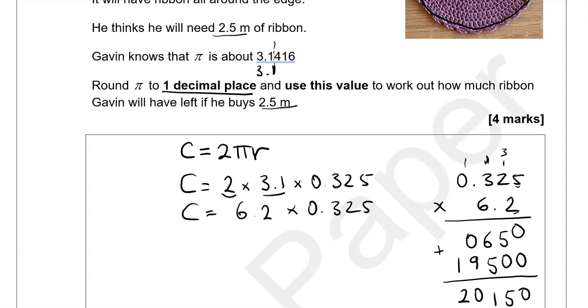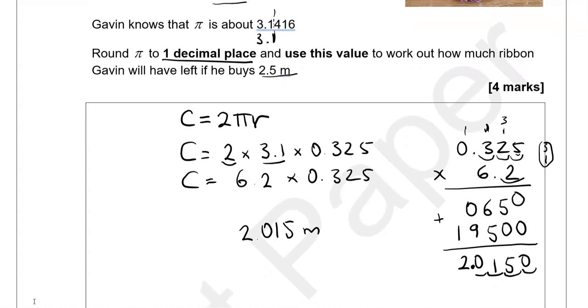How many decimal places are there in the first number? We get 1, 2, 3 of them. And there is 1 in the second number. So altogether, that is 4. So we're going to give this final answer 4 decimal places. So 1, 2, 3, 4. So the length of ribbon needed is 2.015 meters. How much will he have left?